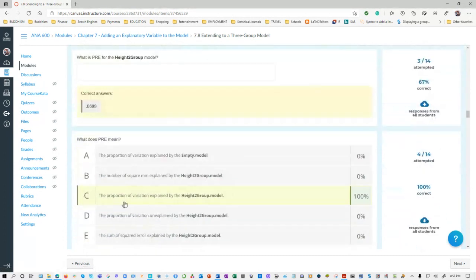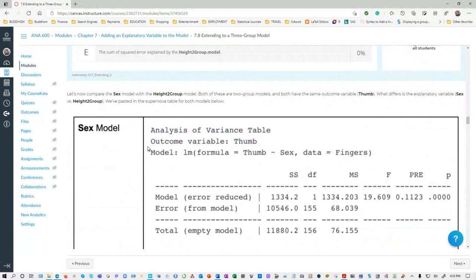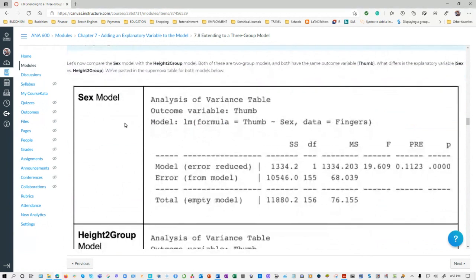PRE is the proportion of variance explained by this model. You know, it's 6%. So now let's compare the sex model with the height two group model. Both of these are two group models and both have the same outcome variable, thumb. What differs is the explanatory variable, sex and height two group. We've pasted in the Supernova table for both models.